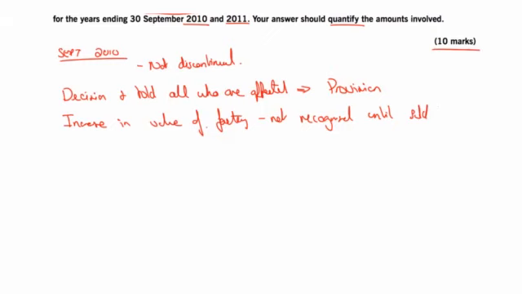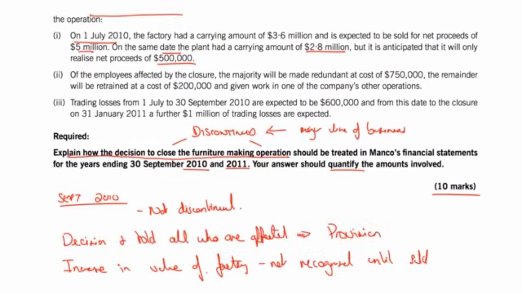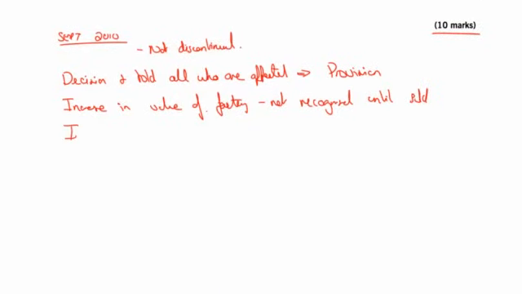Because I'm trying to get 10 marks, I'm trying to write down as much as I can, trying to explain my thought process. On the same date, the plant had a carrying amount of 2.8 million, but will only be sold for 500,000. So therefore, it has been impaired. So there's an impairment of 2.8 down to 0.5, an impairment of 2.3 million. That will be shown in the income statement in 2010.